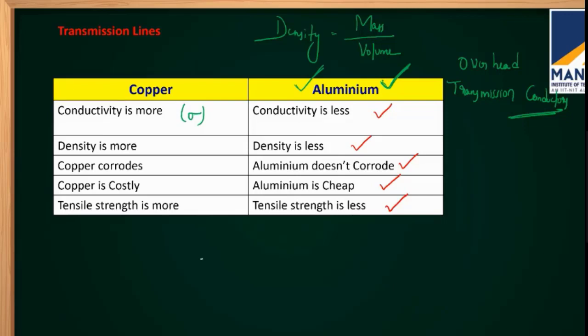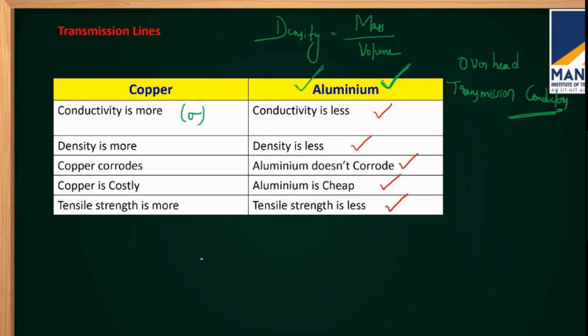Aluminum does not corrode. The tensile strength, the mechanical strength of aluminum is less. Even that is an advantage. How? We'll discuss. Density is less. That means for 1 kg of aluminum, you will get more volume of aluminum when compared to copper. Next, conductivity is less. It is also an advantage. Why is it an advantage?